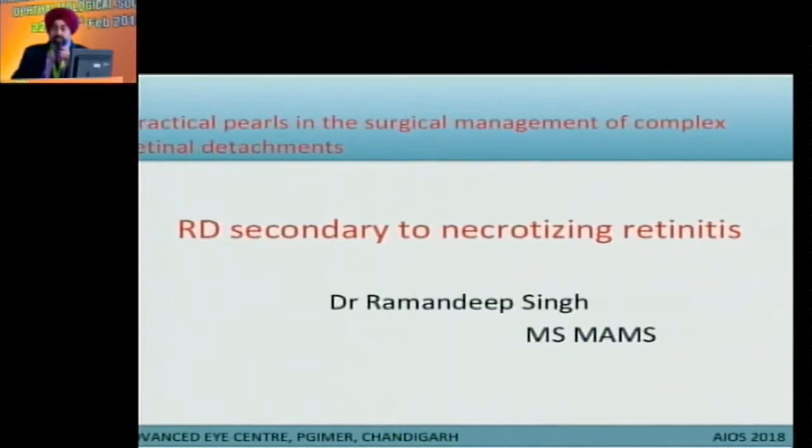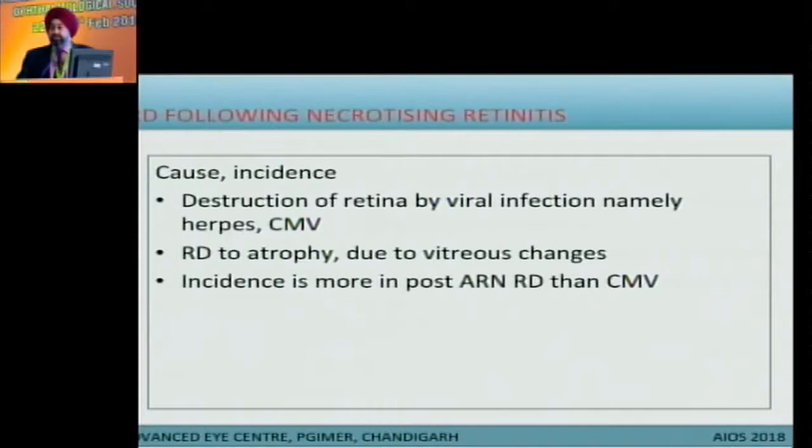In this ICON practical pearls of the surgical management of complex retinal detachment, I'll be taking care of necrotizing retinitis and what follows in these patients. What I'm talking about is basically the cases of acute retinal necrosis and the CMV retinitis cases, the herpetic group and the CMV group, where we see a lot of retinitis which heals with a lot of atrophic spaces, and then that leads to retinal detachment. These are not normal retinal detachments, and they demand some other skills and pearls. So what you must remember is the RD is happening because of these atrophic spaces there.